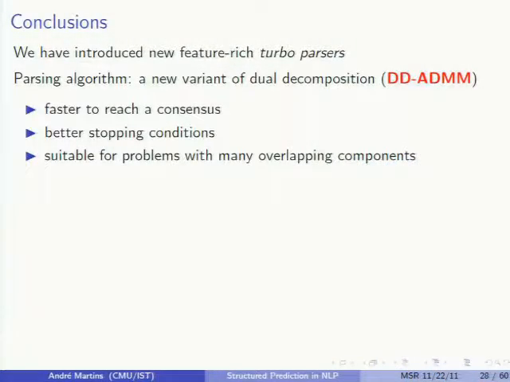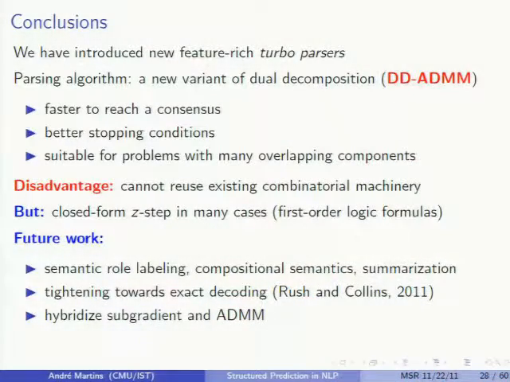All right, so this concludes the first part of the talk. We have presented a new variant of dual decomposition, which is faster to reach a consensus. It's suitable for problems with many overlapping components. There are some advantages and disadvantages with respect to the subgradient method.